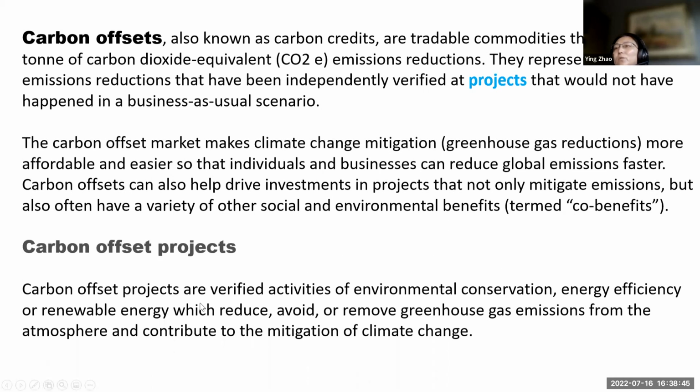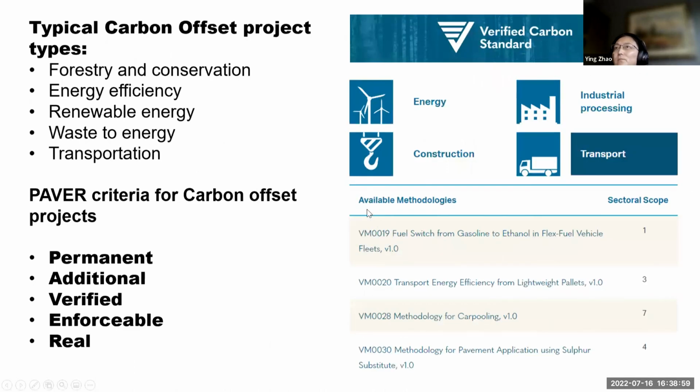So we want to introduce those projects and give you more information. When you purchase carbon offsets, you probably want to know what kind of project they come from and whether it is verified. Typical carbon offset project types include forestry and conservation, energy efficiency projects, renewable energy projects, and waste to energy transportation. These are just the most used.